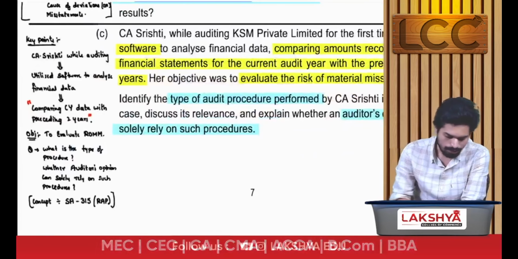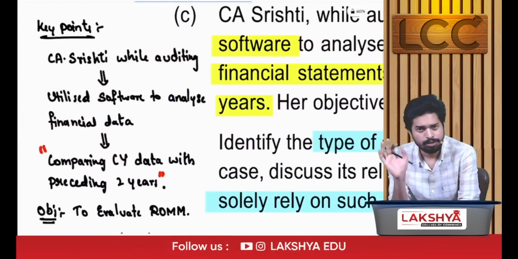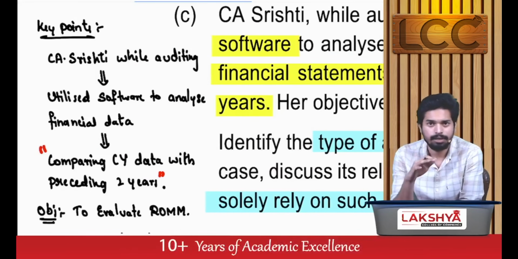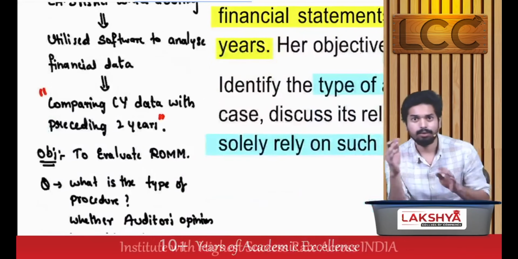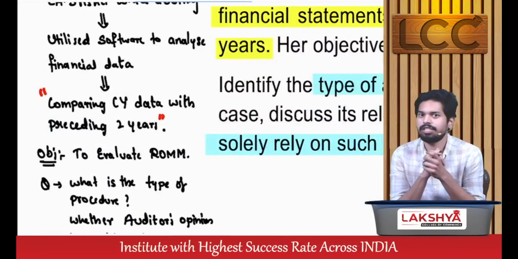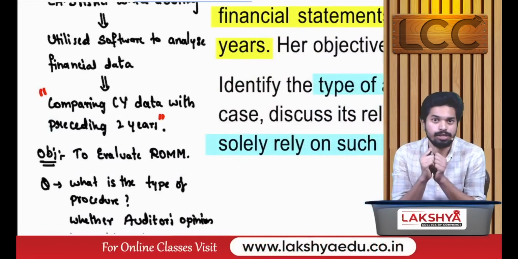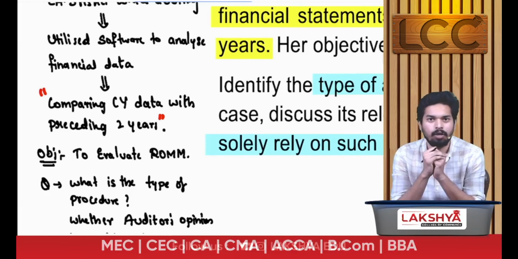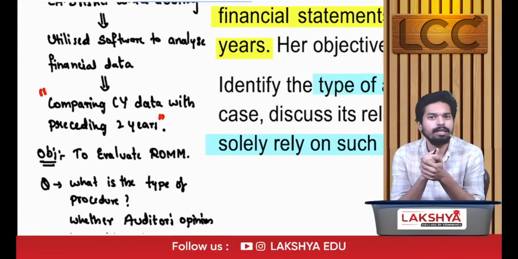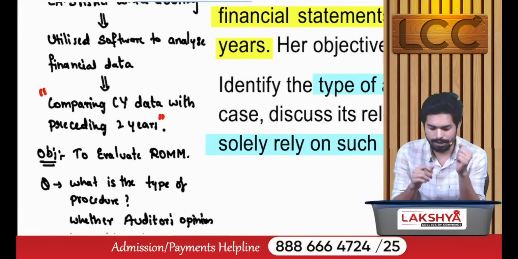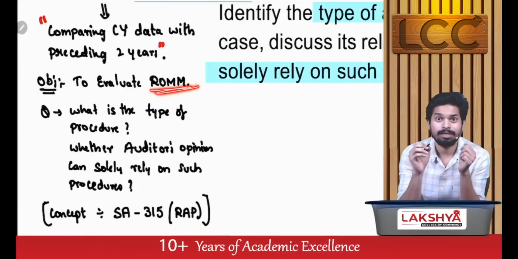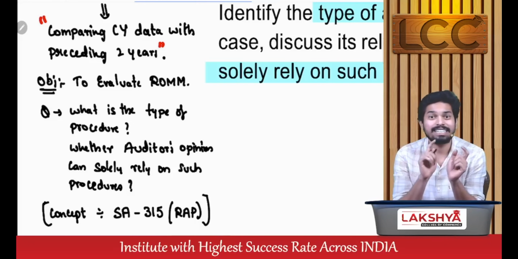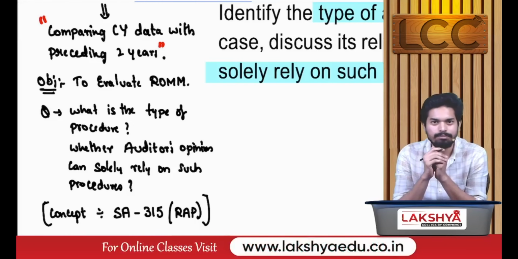So the key points are: CA Srishti, while auditing, utilized the software to analyze the financial data. We're comparing current year data with the preceding 2 years. What is the procedure she is applying here? Analytical procedure, comparing the current year data with the preceding 2 years, trend analysis. And the objective of applying this analytical procedure is to evaluate risk of material misstatement. So the procedure Srishti has performed is a risk assessment procedure, right?